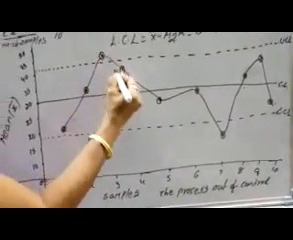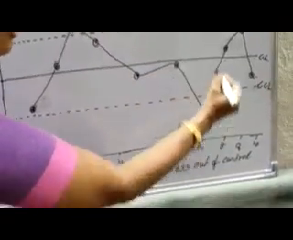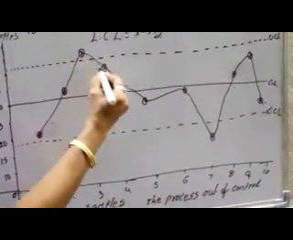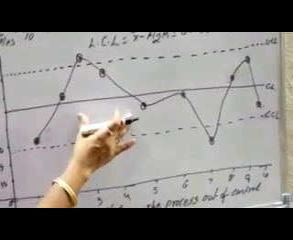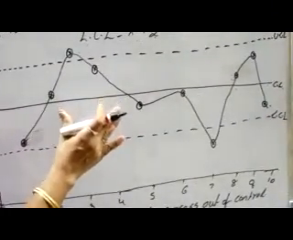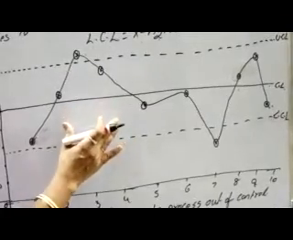In this way, I am plotting all the points. After plotting all the points, I am joining them, and you can get one curve. Now you can observe whether any single point goes out of the UCL or LCL.